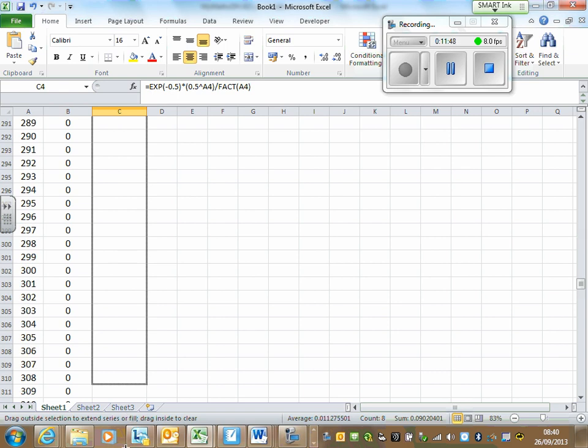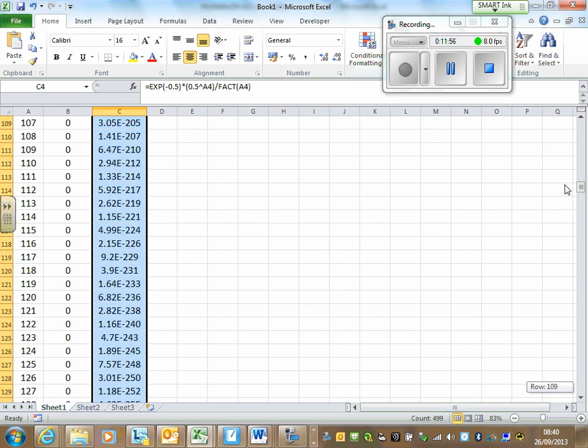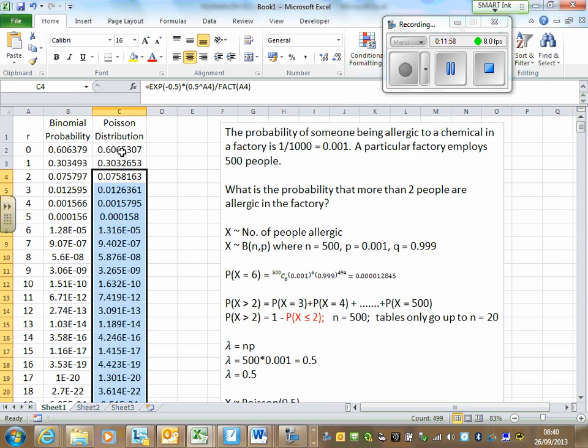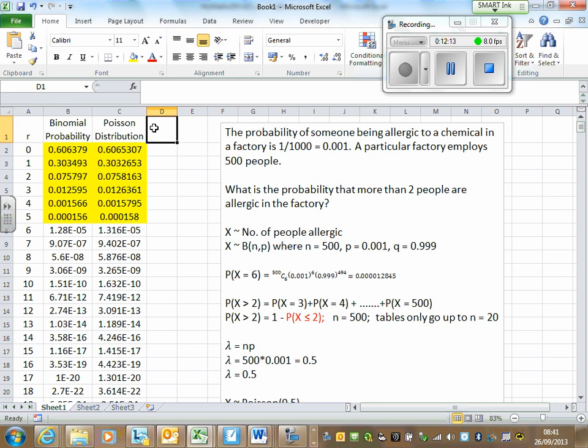Let's just go all the way down to, why not? We know what's going to happen. They're all going to be zero. They go even beyond Excel's calculations there, but look how similar these are. They're pretty much the same to 6 decimal places. That's 5 decimal places. That's a really, really good approximation.